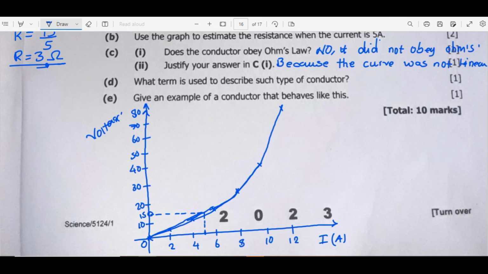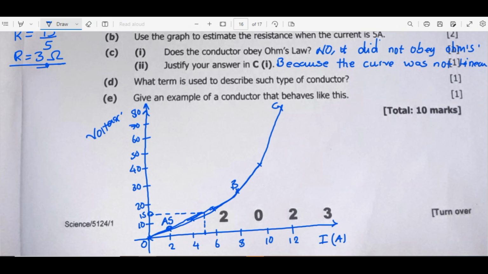Now, what does it mean if we say the curve was not linear? What is happening to the resistor? The resistor is now changing. Let's say this is point A, point B, and we can just make it 3 points, that is enough. You can find the resistor at A. Resistor at A can be found by 10 divided by 2. We have 5 ohms here.